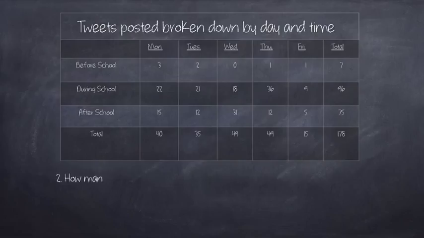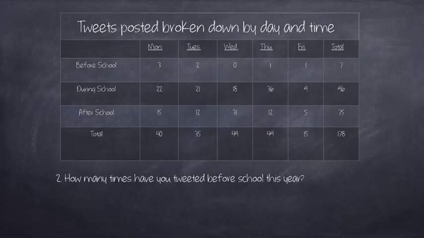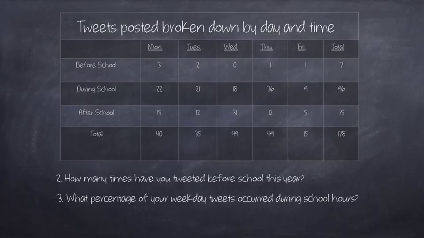Our next question says, how many times have you tweeted before school started this year? This is a pretty easy question to answer. The students will just look at the total in the top right part of their frequency table. After that, ask them what percentage of weekday tweets occurred during school hours. This will require them to look at the in-school category, find that percentage, and divide it by the total percentage.